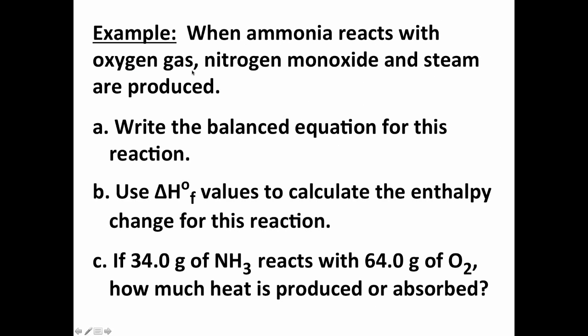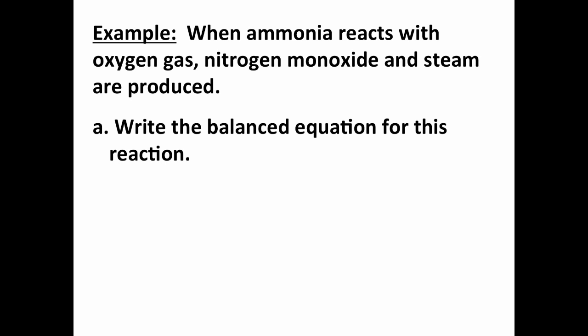So let's give this a try with the following reaction. Ammonia reacts with oxygen gas, nitrogen monoxide and steam are produced. So let's write the balanced equation. Let's calculate the enthalpy change using delta H's of formation and standard enthalpies of formation. And then, given certain amounts of our reactants, how much heat is produced or absorbed. And let's take these one at a time.